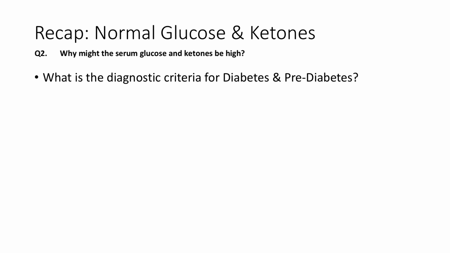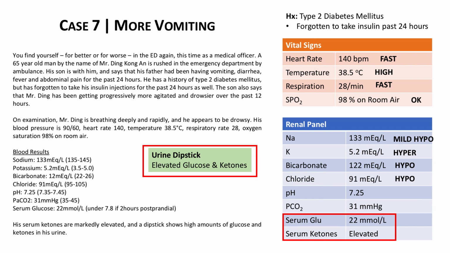Now on question 2, why might the serum glucose and ketones be high? We've already looked at the fact that ketones are causing the metabolic acidosis. So now we're going to take a step back and look at the glucose. What is the normal range for glucose in the body? Random should be 11 and below. If you fast, it should be 7 and below.